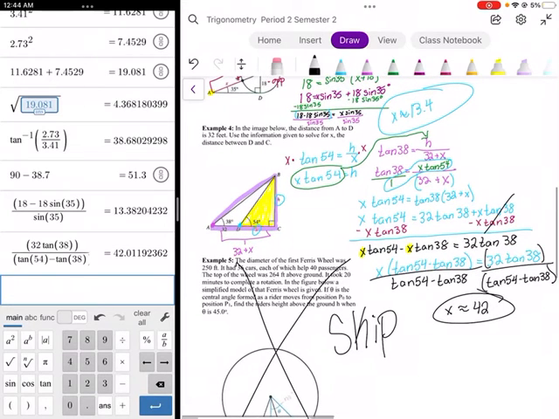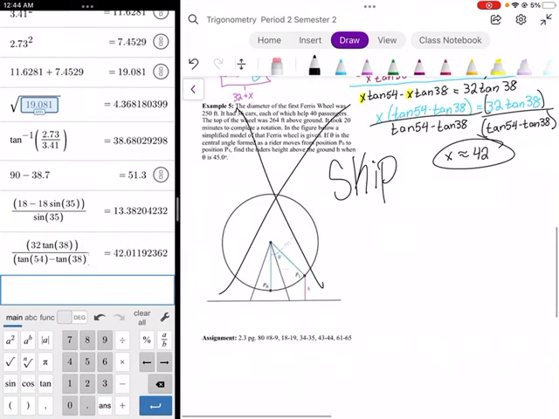Then we could use that information to find h, but this one they only asked us to find x. So we don't need to figure out what h equals, but we would have enough information to solve for that if needed. If you have any questions on this, just let me know. The homework assignment is listed, and don't forget to check your answers.